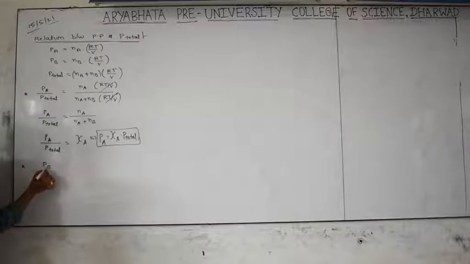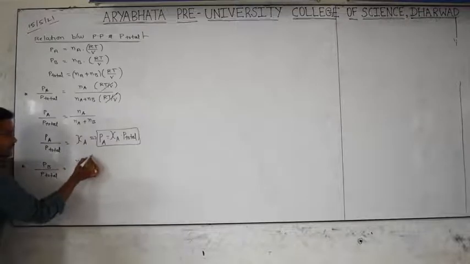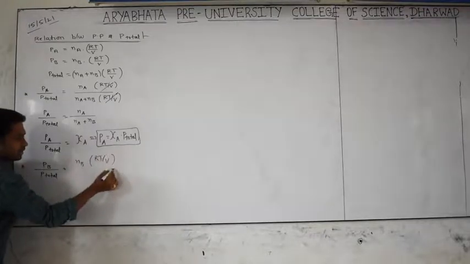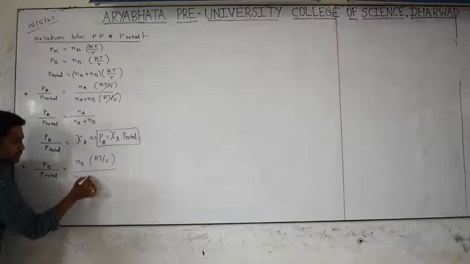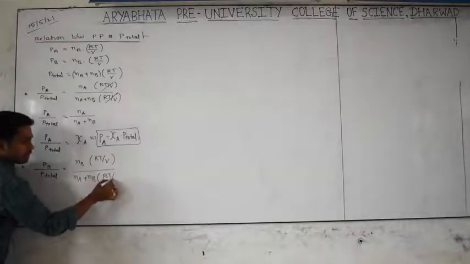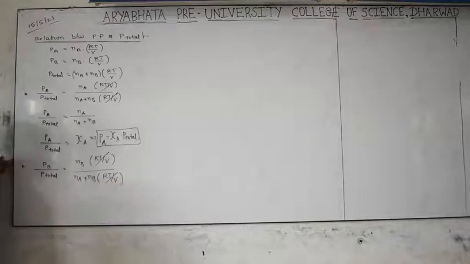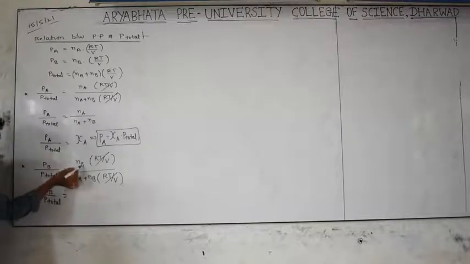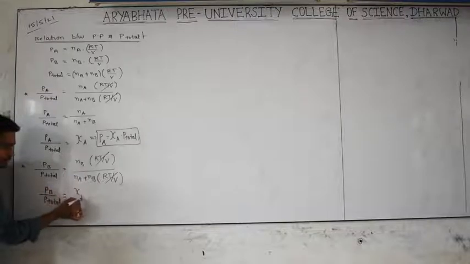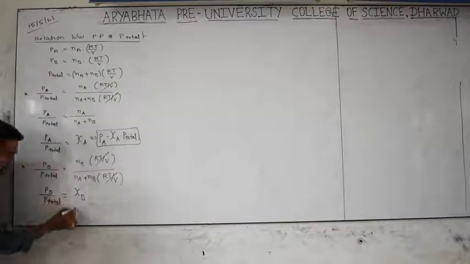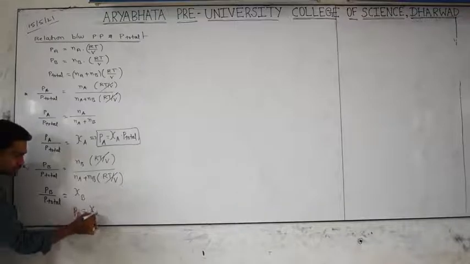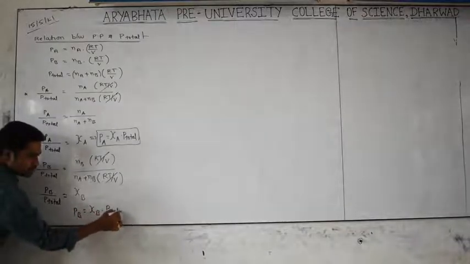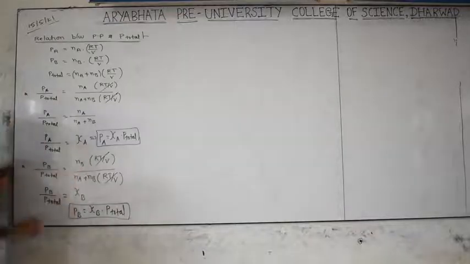Partial pressure of B gas by total pressure, what are we getting? N of B into RT by V, divided by N of A plus N of B into RT by V. RT by V cancels. What are you getting? Partial pressure of B gas by total pressure is equal to the number of moles of B component by total moles, which is nothing but the mole fraction of B component. That implies the partial pressure of B gas is equal to the mole fraction of B gas into total pressure. Yes or no? Yes.